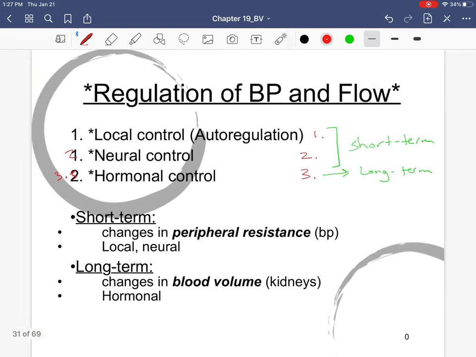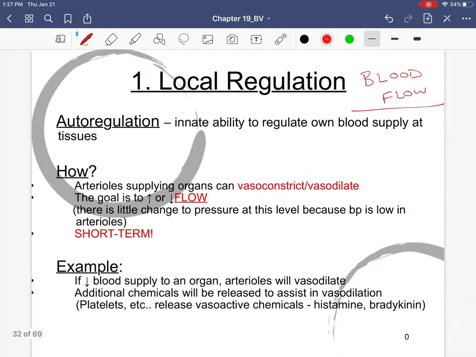Now, it can get a little tricky, so that's why I'm trying to really make sure that we're starting our conversation of each from the right place. All three of them together, as you can see by this title, we're talking about regulating blood pressure and blood flow. Well, it just so happens that the local regulation, even though it does affect pressure, our discussion is going to be framed mostly around how local regulation can alter blood flow.